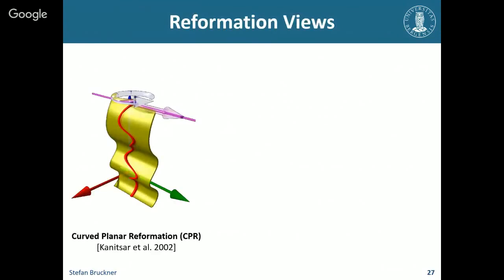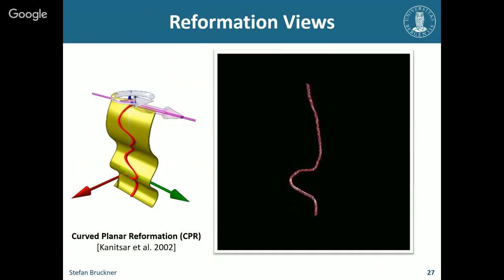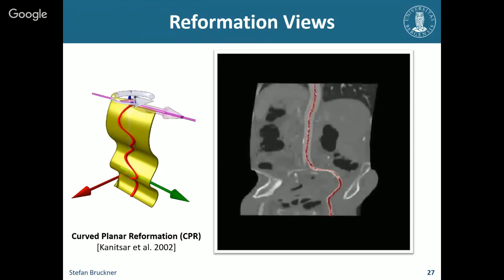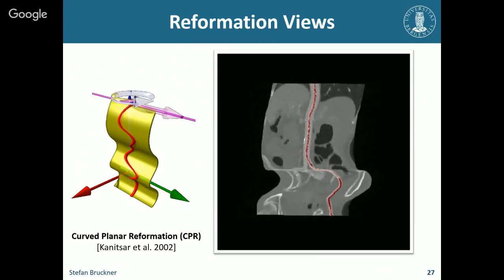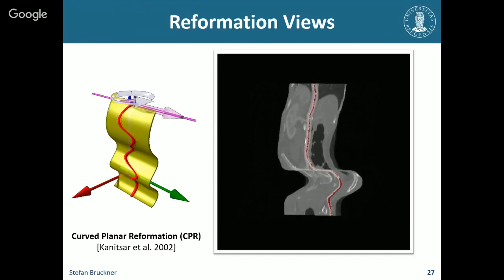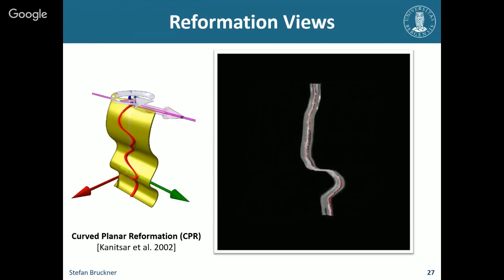One concept that has been developed for this purpose, already some time ago, is reformation views, such as curved planar reformation. The idea here is that we take a ruled surface and place it such that it intersects the center line of the blood vessel. Here's a short animation of how this looks. This is our blood vessel. And now we can specify a ruled surface that we use to simply slice the volume.